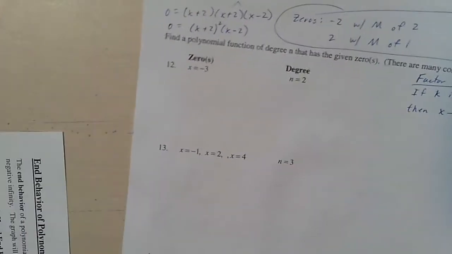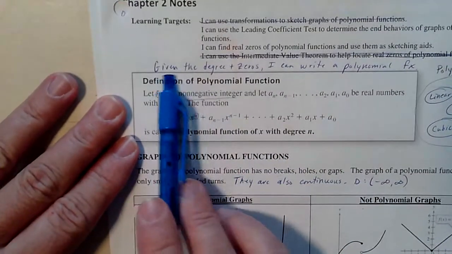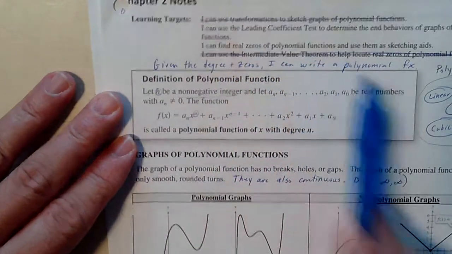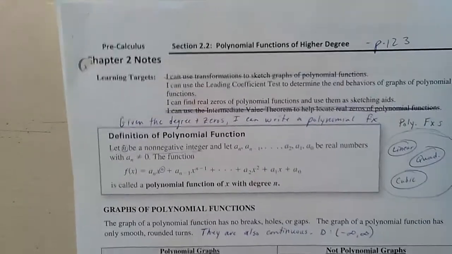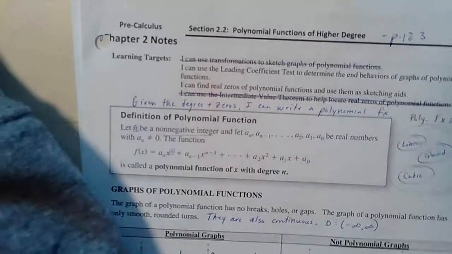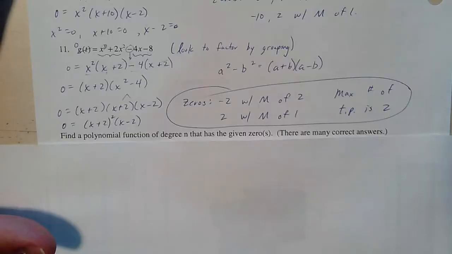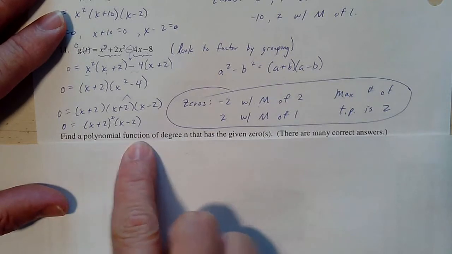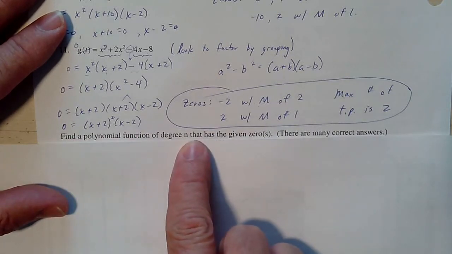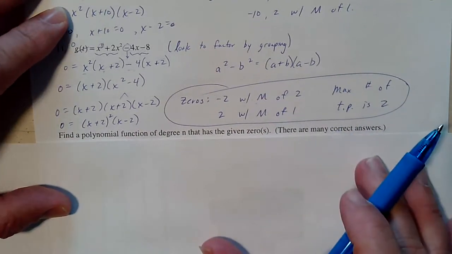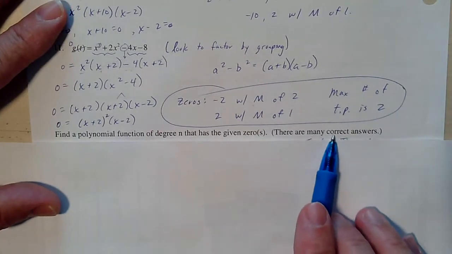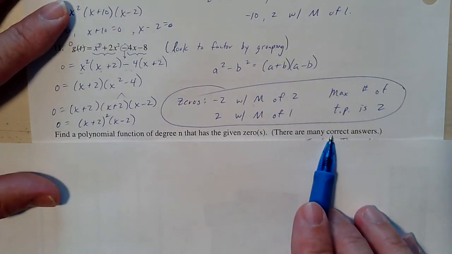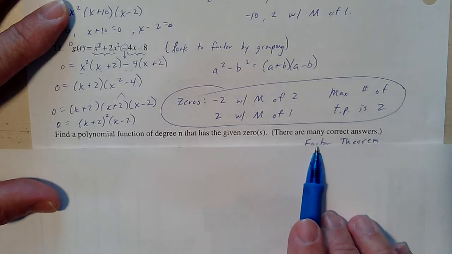All right, last type of problem. We're going to move on to this last learning target now: given the degree and zeros, I can write a polynomial function. Okay, so the directions look like this. Find a polynomial function, so that's where we're going to write it, of degree n that has the given zeros. There are many correct answers. I'll show you what that means when we're done or near the tail end of this first example.